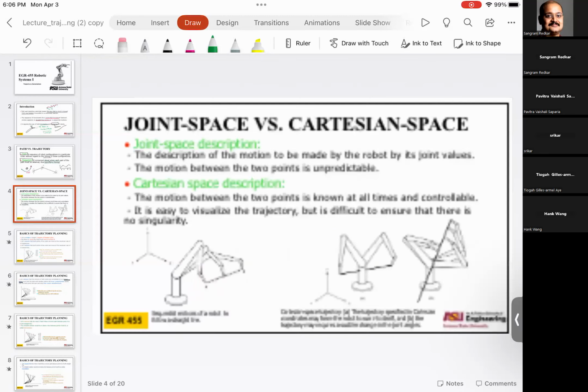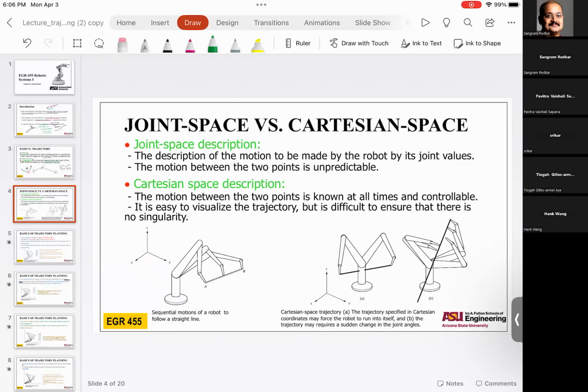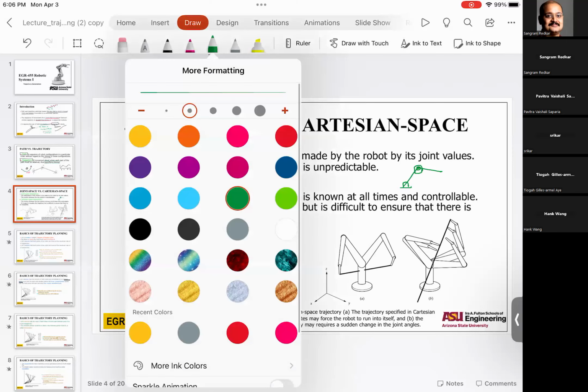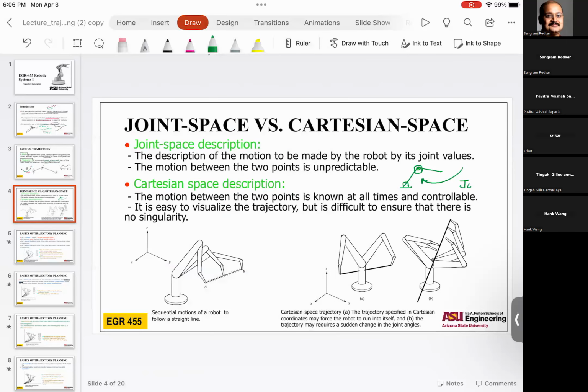Now, there is something called joint space and Cartesian space. What do we mean by joint space? As you know, we have a robot that has maybe revolute joints or prismatic joints. If we specify these joint angles, then that is the joint space description. So we are describing the motion made by the joint angles.